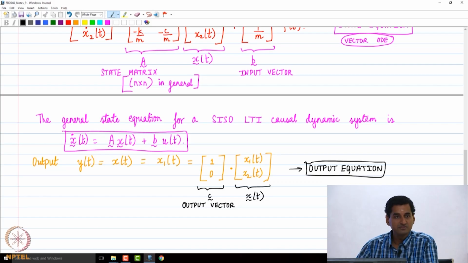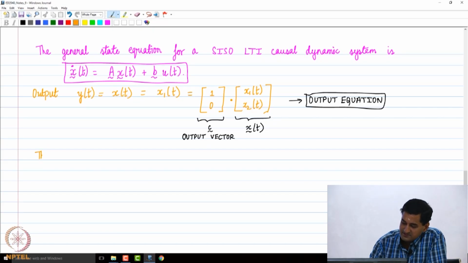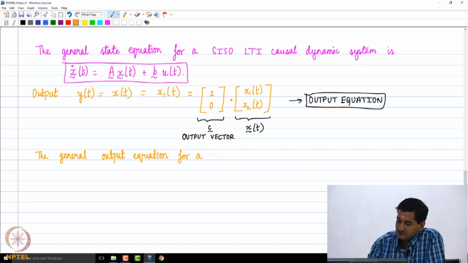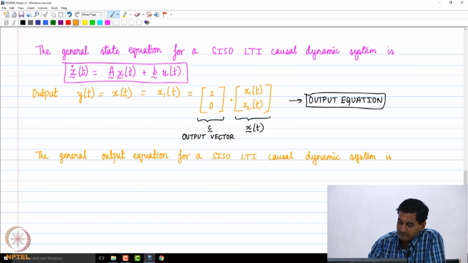Okay. This is what is called an output equation. So, similarly, the general output equation for a SISO LTI causal dynamic system is going to be y of t is equal to c dot x of t plus d u of t.